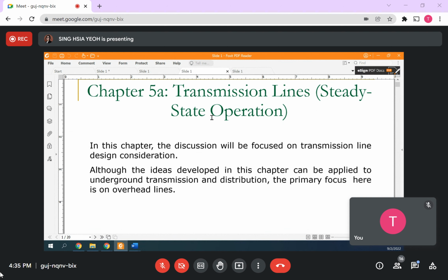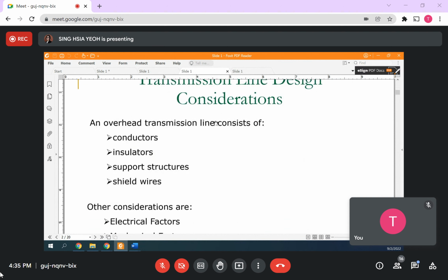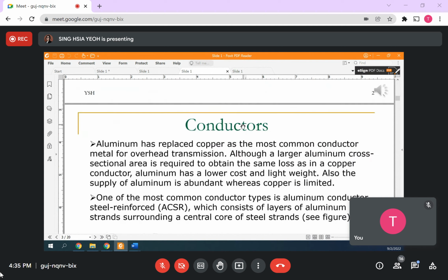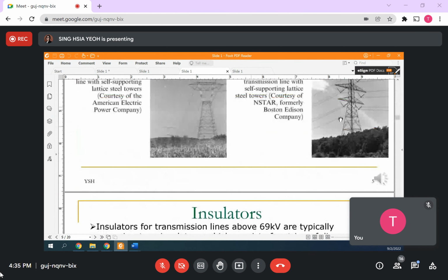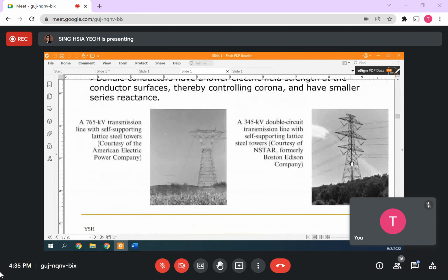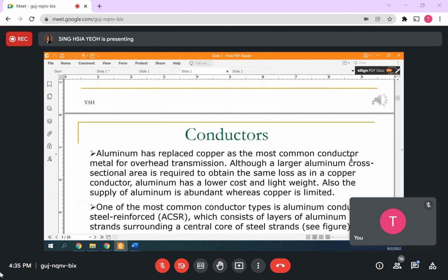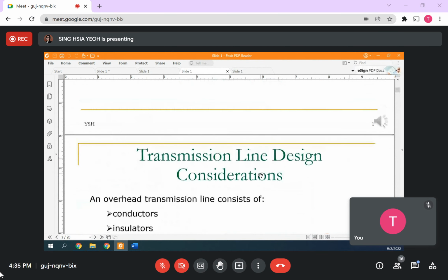Even if the exam includes it, it's theory only. You know what a transmission line is, right? You want to transmit power; this is the transmission line tower, and these are the lines. So if you want to design the transmission line, there must be some design considerations, right?